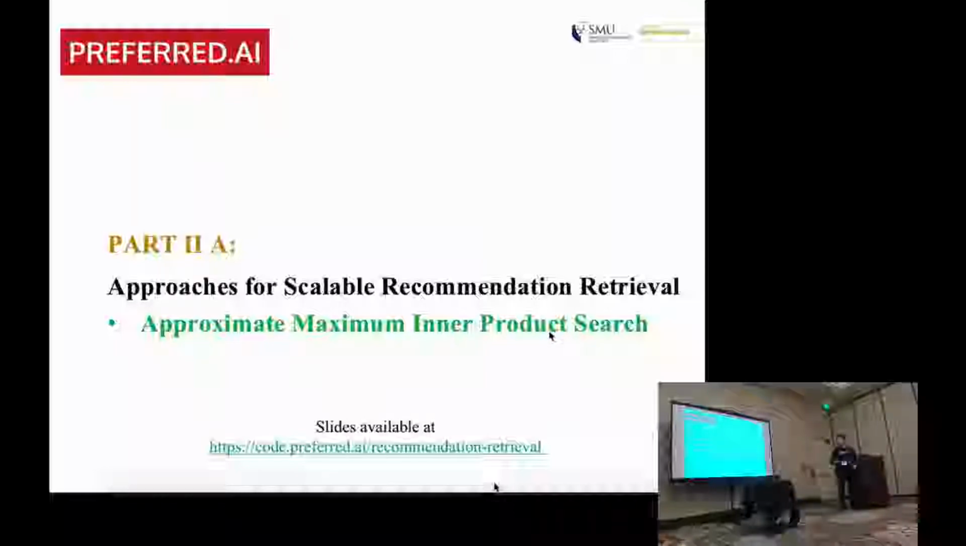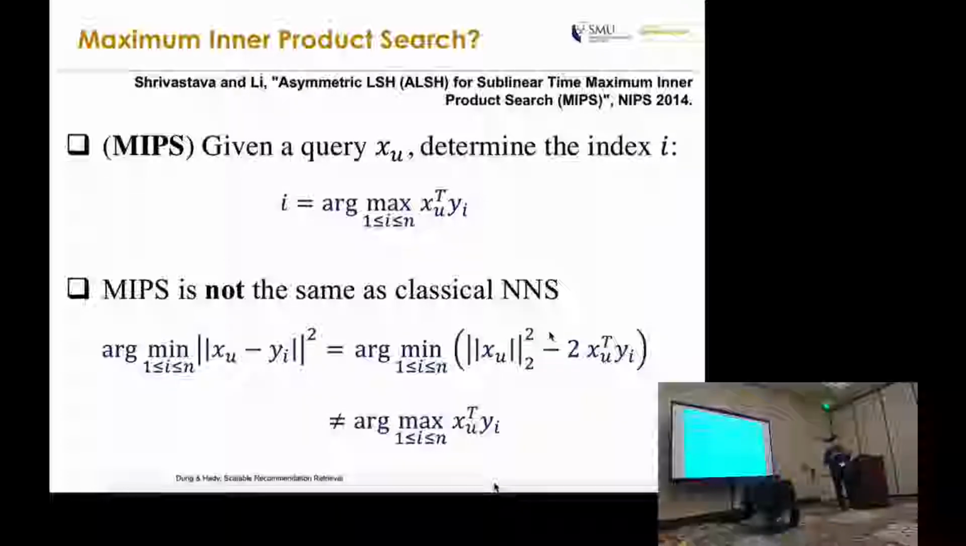Okay, so maximum inner product search, what is it? This is a formal definition. Given a query xu, in this case denoted as a user vector, we need to determine the index of the item that returns the highest inner product value.